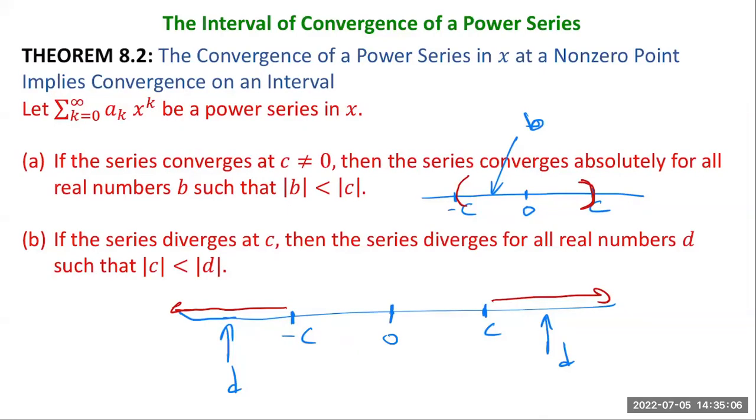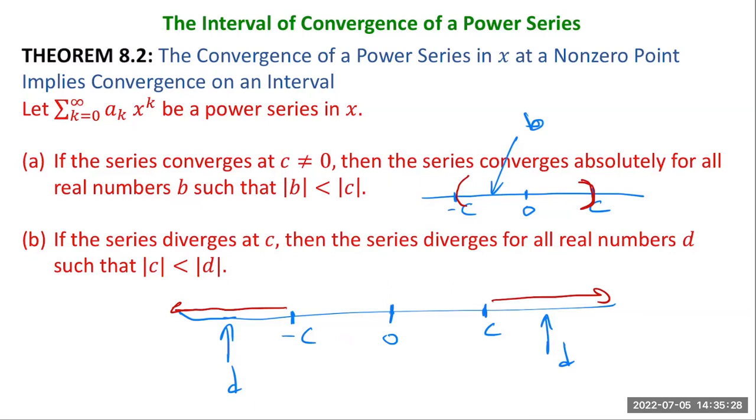All right, what do I have to prove? I have to prove that if the power series converges at this non-zero point C, then if you take any B such that the absolute value of B is less than C, then at that point B, my power series converges absolutely. That's what I need to prove.